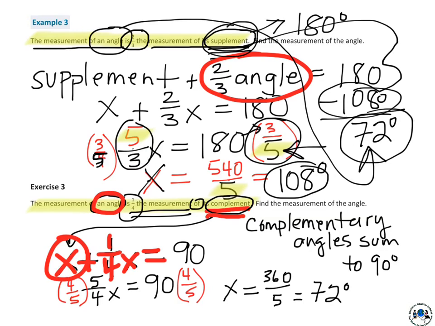Now that x, of course, is the complement that they're referring to, but they wanted us to figure out the measurement of the angle, that original angle they were talking about. Therefore, we just take that 72 away from 90, and we're left with 18 degrees, which is the measurement of the angle.